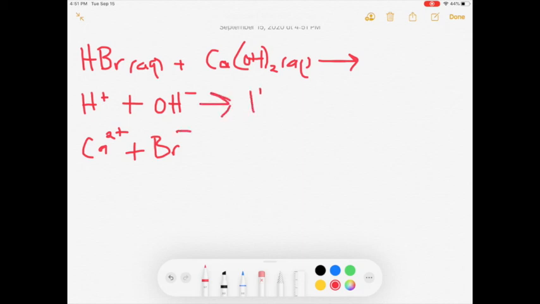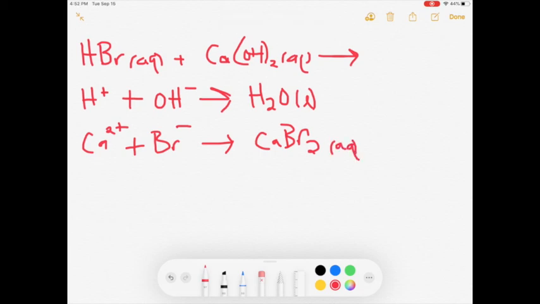Okay, so we're going to get water, which is a liquid, and calcium bromide. Okay, and if you look up calcium bromide on your solubility table, bromine is soluble. Calcium is not an exception, so it's aqueous. Okay, so I'm going to rewrite these up here. H2O, liquid, and calcium bromide, aqueous.